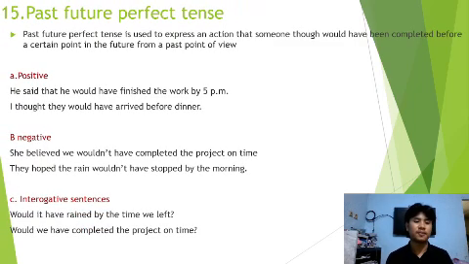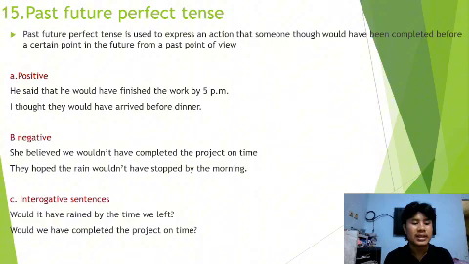Next is the past future perfect tense. Past future perfect tense is used to express an action that someone thought would have been completed before a certain point in the future from a past point of view. For example, positive sentence: he said that we would have finished the work by 5 p.m. I thought they would have arrived before dinner.